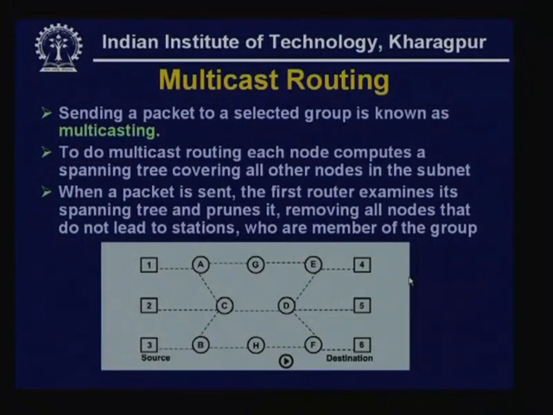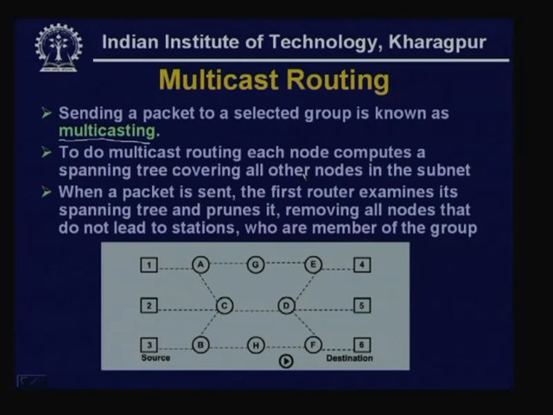So, in such a case, a particular video, maybe a TV channel or a movie, has to go to particular users depending on their demand. So, a group of users, not a single one. This is known as multicasting. So, to do multicast routing, each node computes a spanning tree covering all other nodes in the subnet.